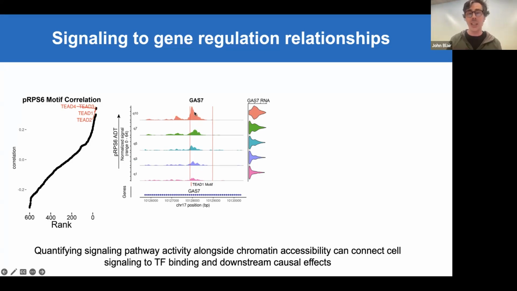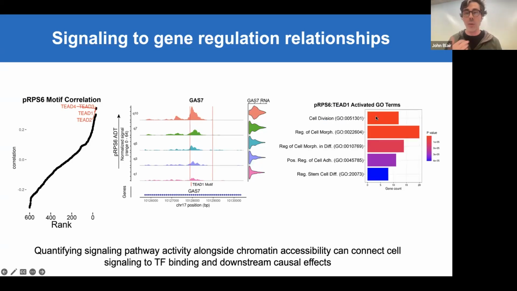So then when we take this list of peaks and we submit it to gene ontology, we can find terms like cell division and regulation of cell morphology. And so cell division and cell morphology have been long associated with phospho-RPS6 activity. So this is just an example of how quantifying signaling pathway activity alongside chromatin accessibility can connect the signaling to transcription factor binding and downstream causal effects.